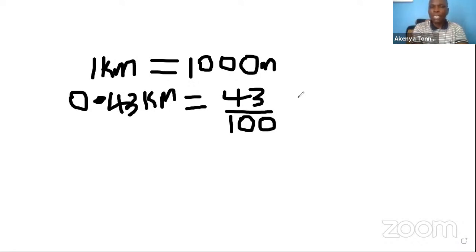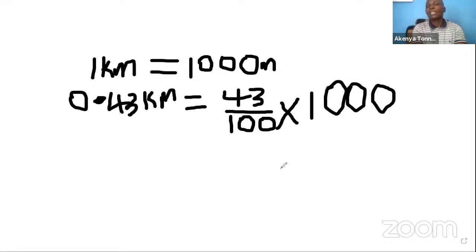Then we now multiply it by 1,000, because we said when we are changing from kilometers to meters, we multiply by 1,000. Now, 430 out of 1,000. Isaac, do you want to say something or your hand has just remained up? Yes, Isaac? My hand is up. I'm just not seeing anything on screen.